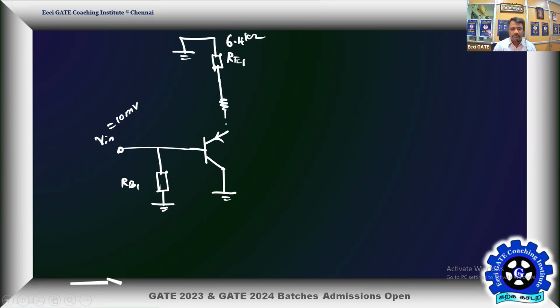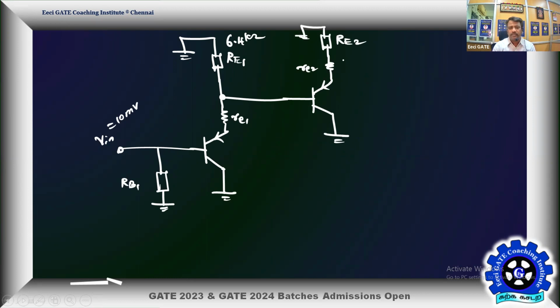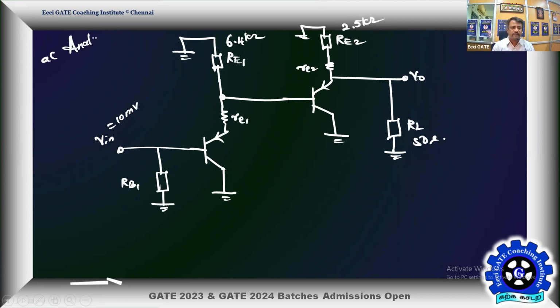Then we have small RE1. Let me keep it a little down so that I can connect it to the next transistor comfortably. So here we have the base of the next transistor. That's another PNP, so this collector is also connected to the ground. This is the emitter. Here we have the small RE2. Then we have the capital RE2, which is also connected to the ground. And here we have the output V0, and this point is connected to RL, that is a 50 ohm resistor. RL is equal to 50 ohms. This RE2 is equal to a 2.5 kilo ohm resistor. So we know the values, and we are going to begin the AC analysis now. Let me keep a copy of this.